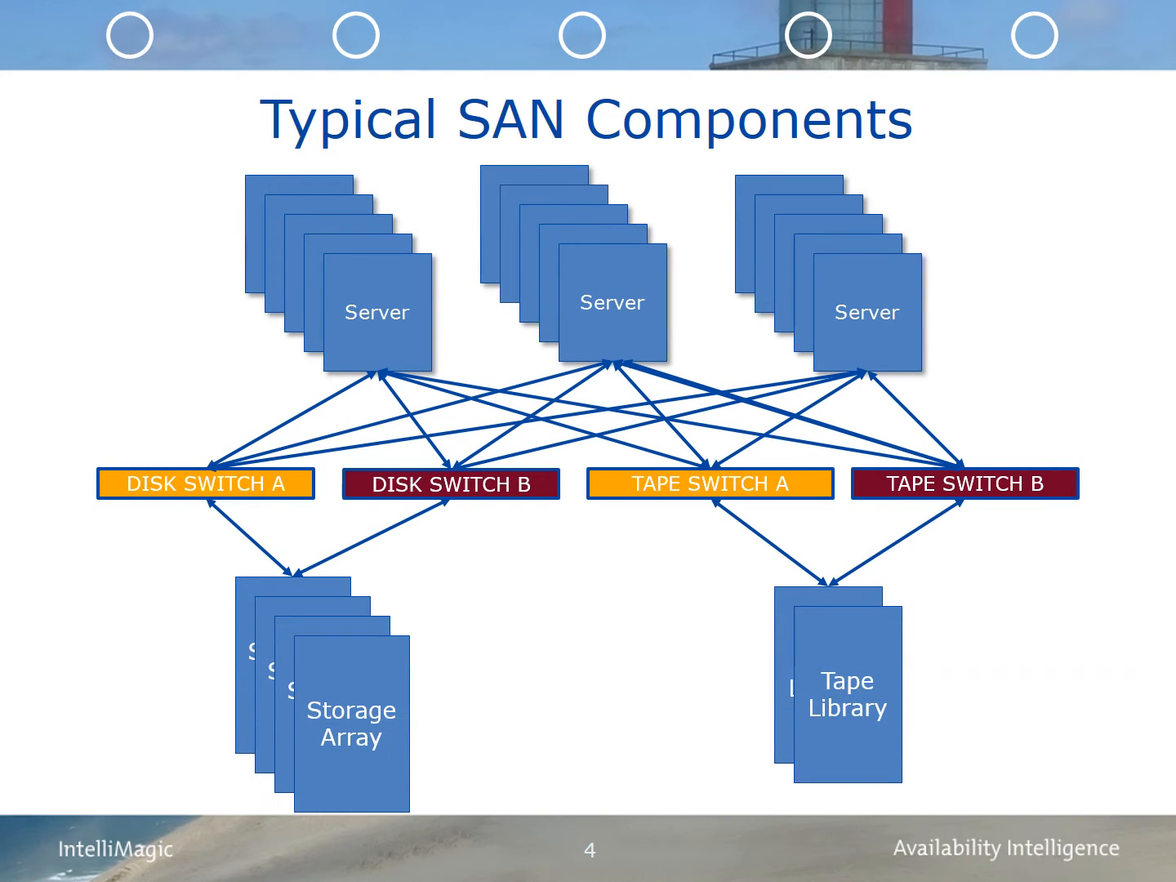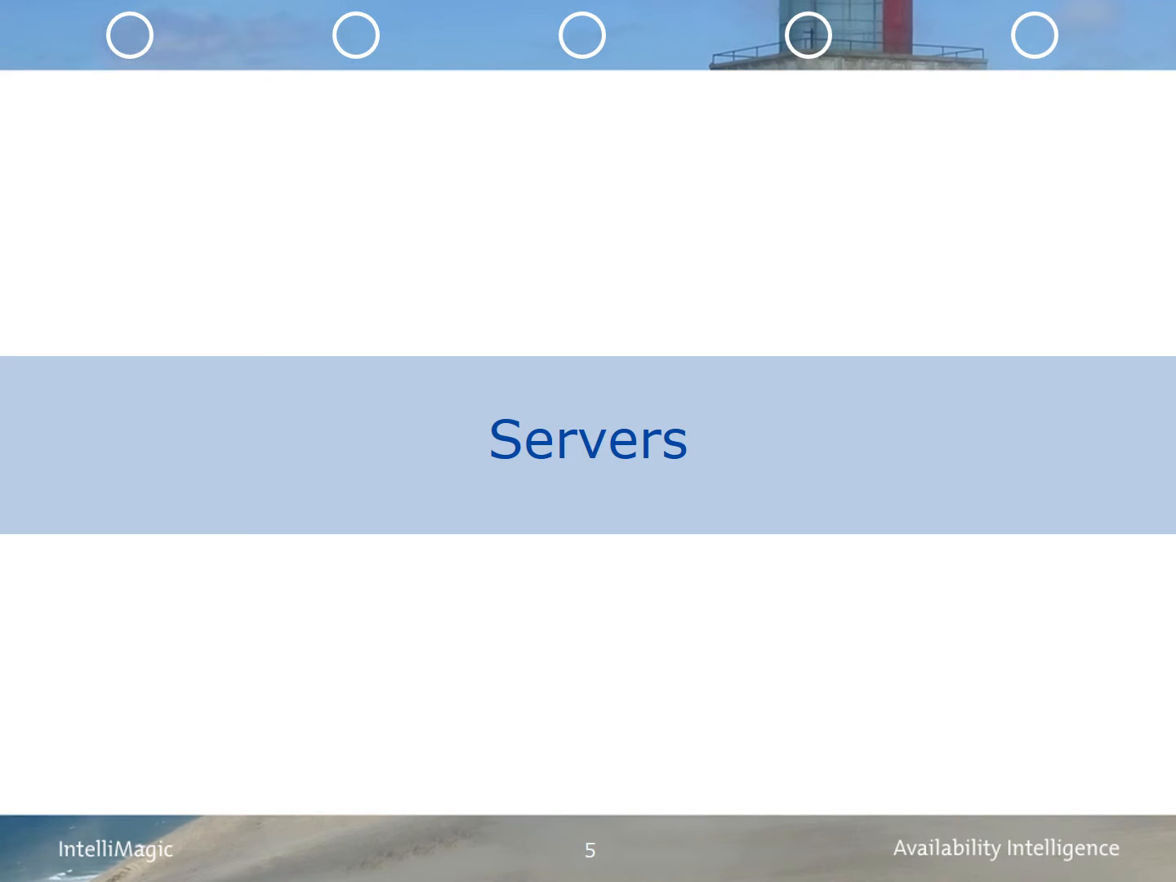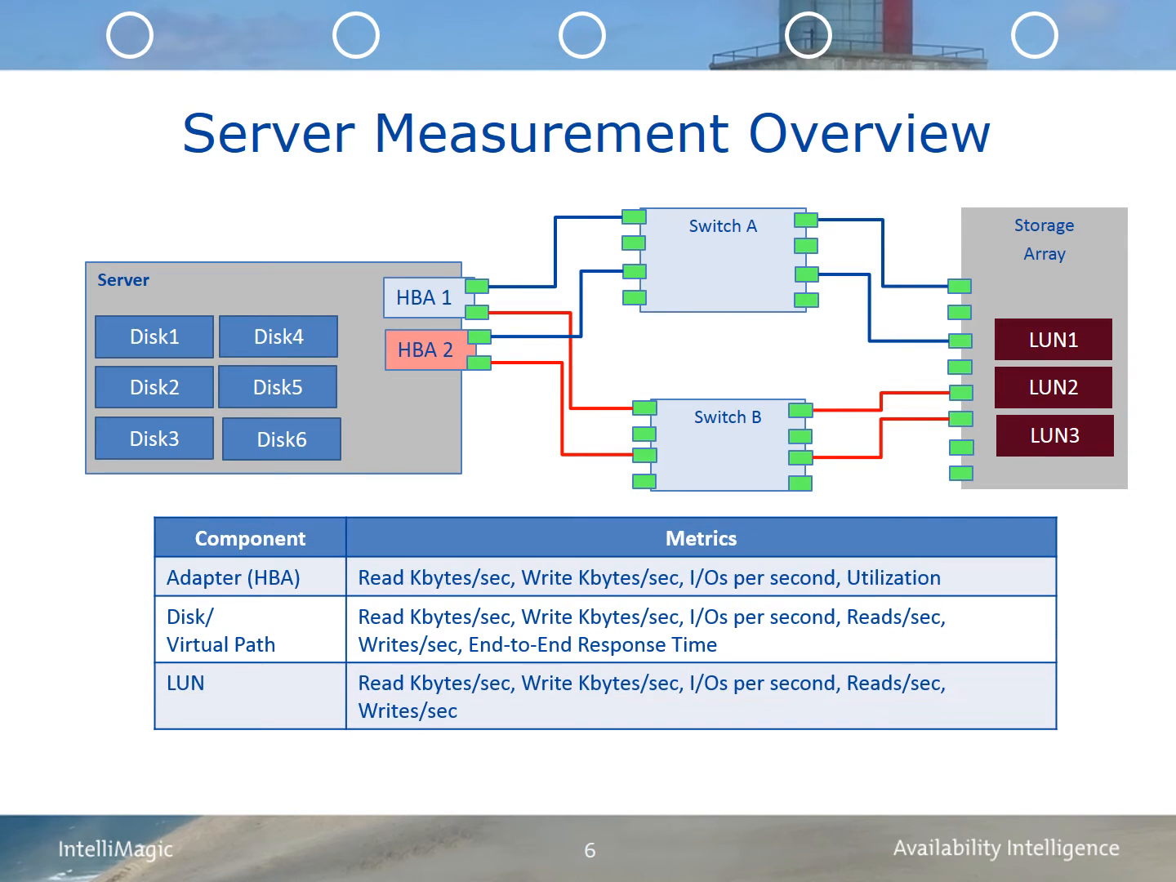When we talk about the components of a SAN infrastructure, what I mean is we're discussing all of the components within the infrastructure, including the servers, the switches, and the storage arrays. In this section, we will discuss the servers. Let's take a look at the server just at an overview level.